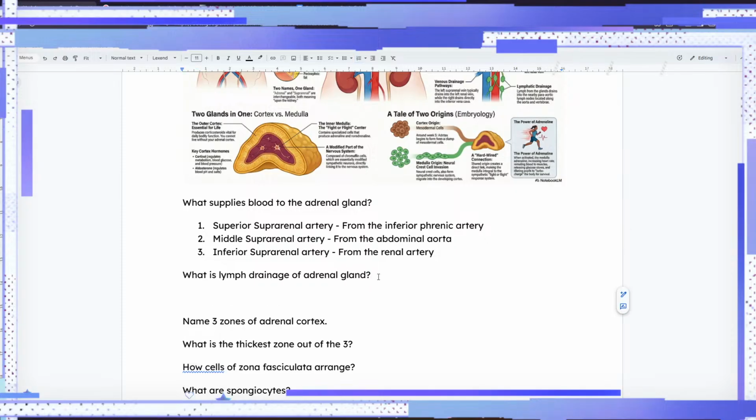Name the lymph drainage. So the lymphatic drainage is into the lateral aortic or lumbar lymph nodes, right? That is simple enough.